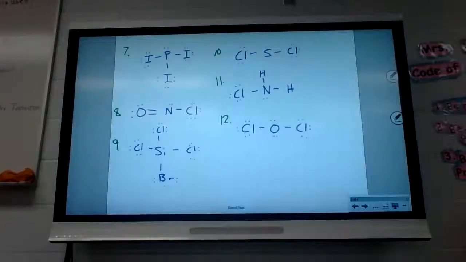On number 8, does it matter which one you double bond? What if I triple bonded? You cannot triple bond, but if you double bond NCl instead of NO, that's fine. But you cannot triple bond that. It won't work. Let me see what you have. Do you want me to look at it? No, I fixed it. I got it.